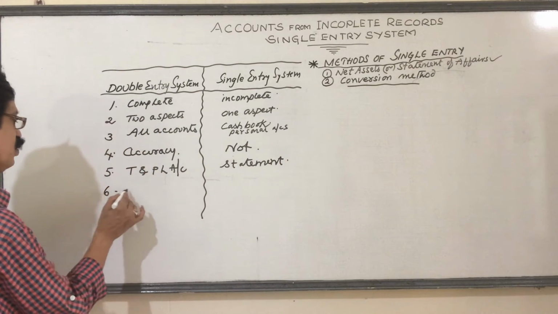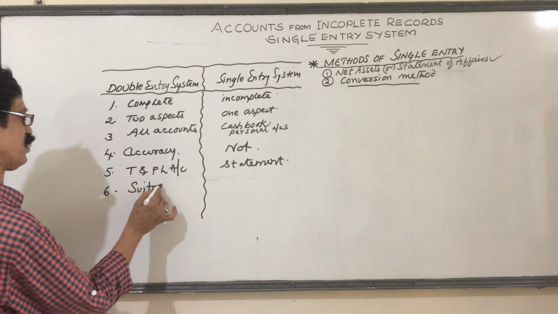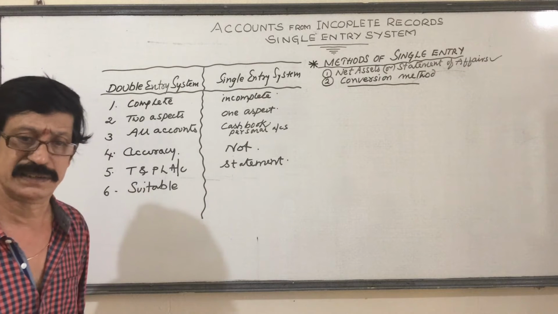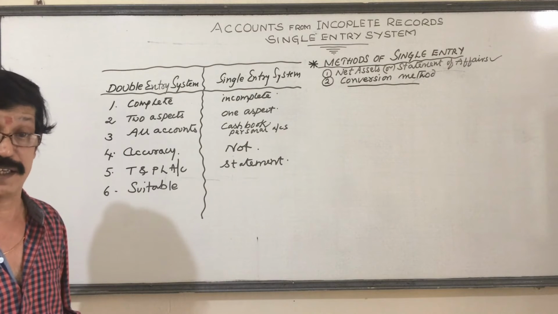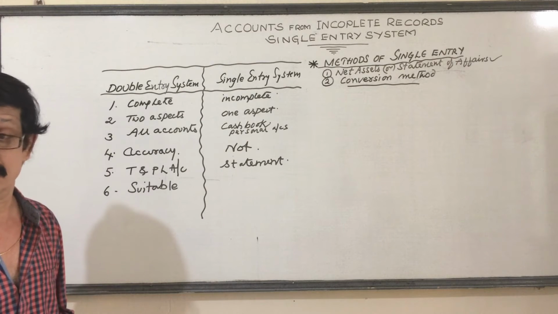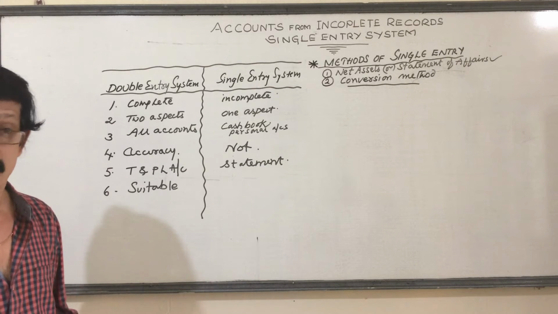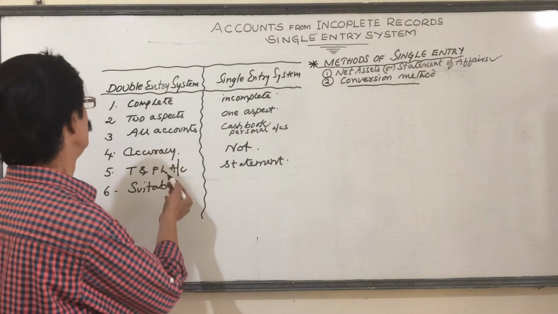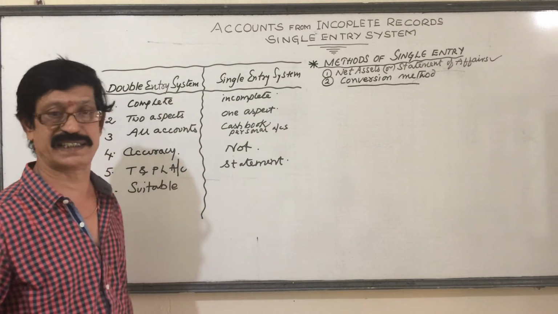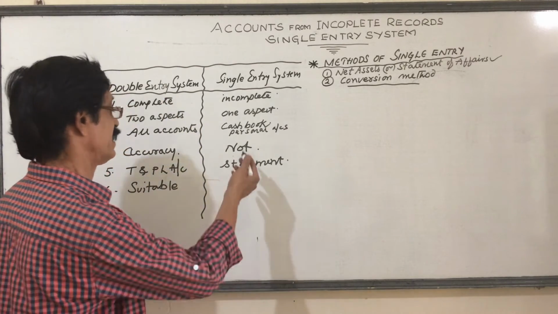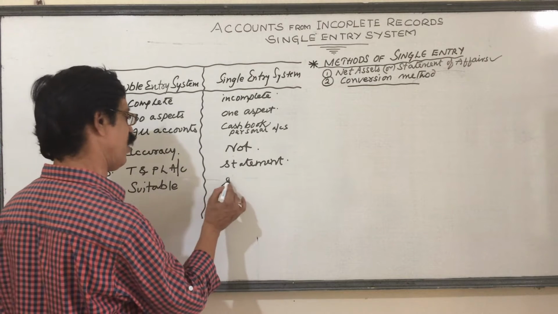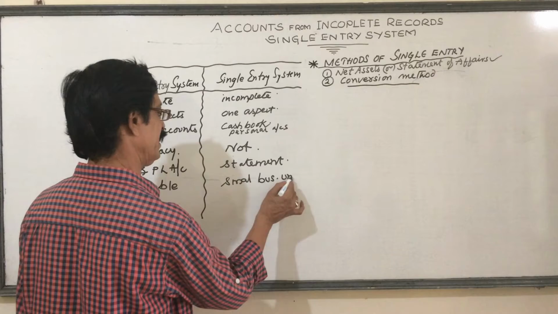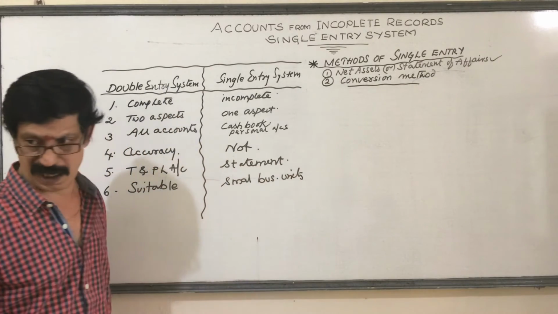It is suitable to all business units, whether small or big, whether a company form of organization, banks, cooperative societies, or insurance companies. Any firm can prepare books of accountancy under the double entry system. But the single entry system is suitable only to small business units. Understanding or not?